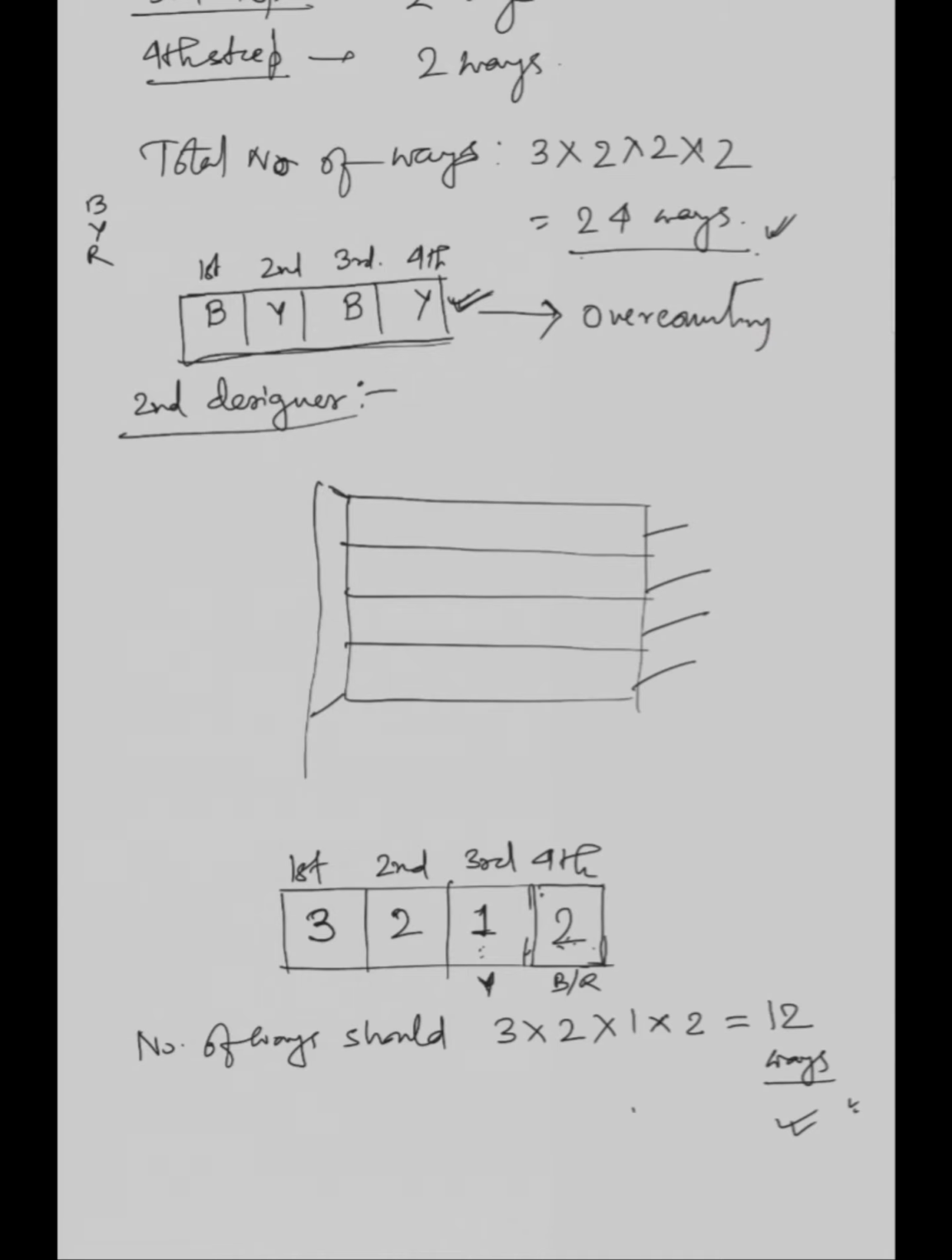Now this is the right way of applying three colors in the four bands. So the right way should be the second designer's method. This is the right way, and you see why the other was the overcounting problem. So this is the right answer and this is the wrong answer.